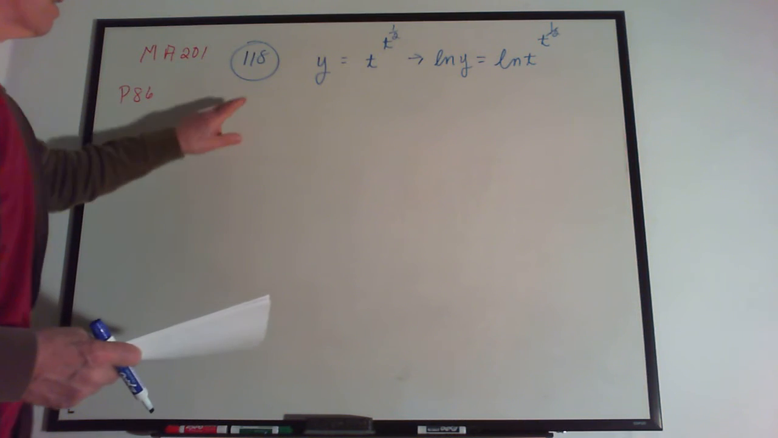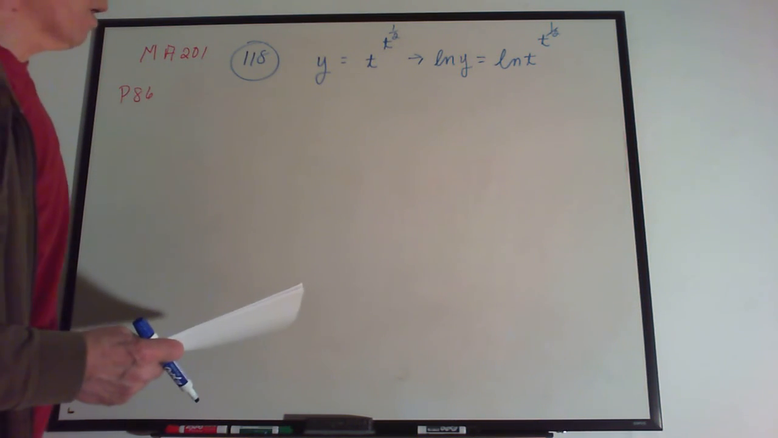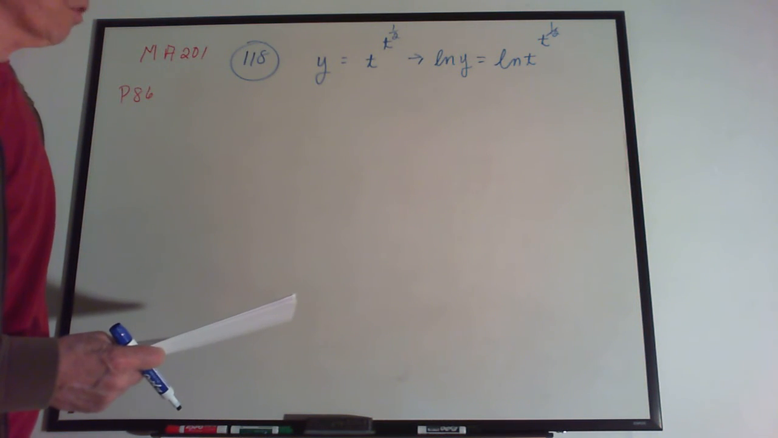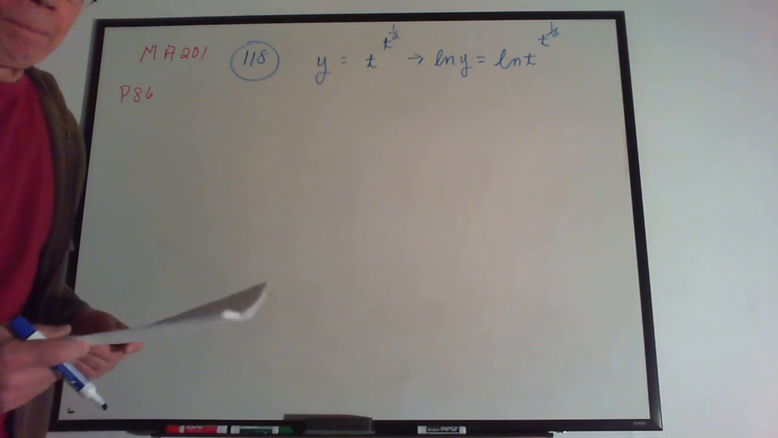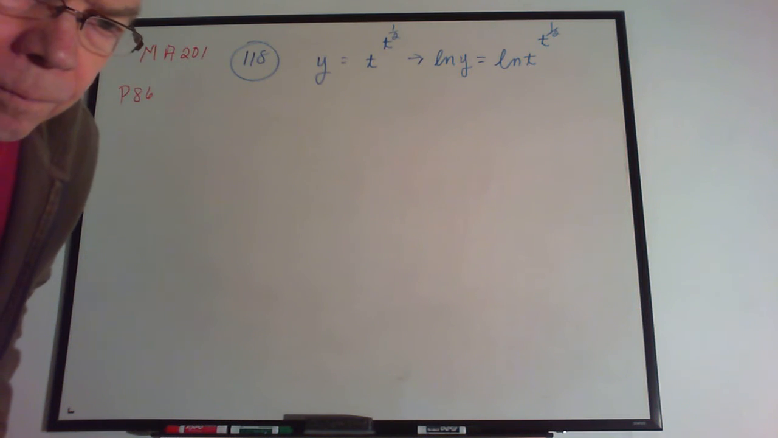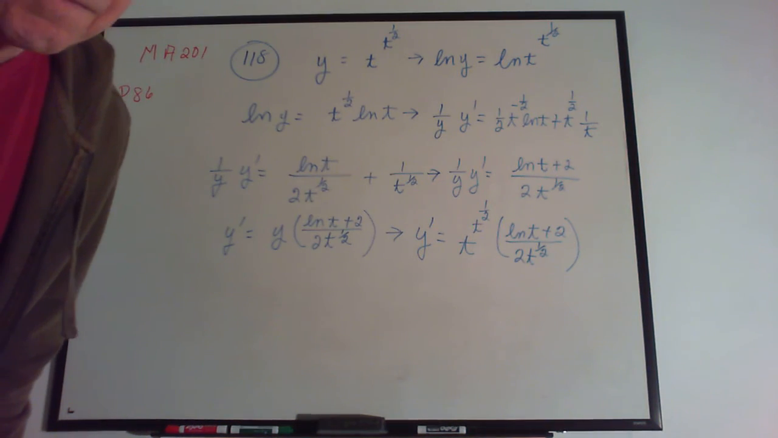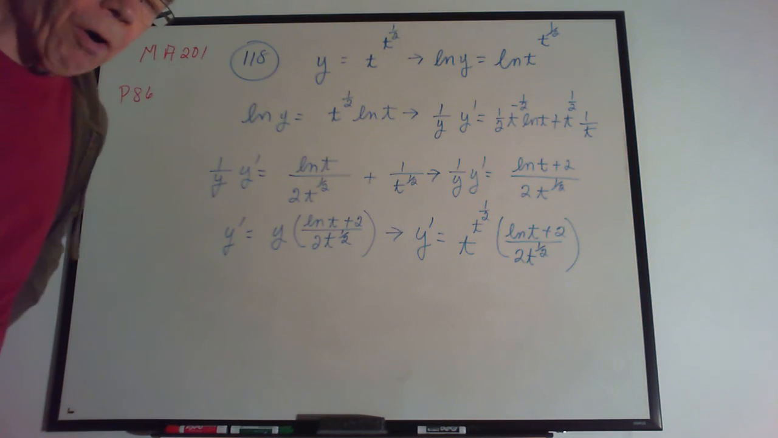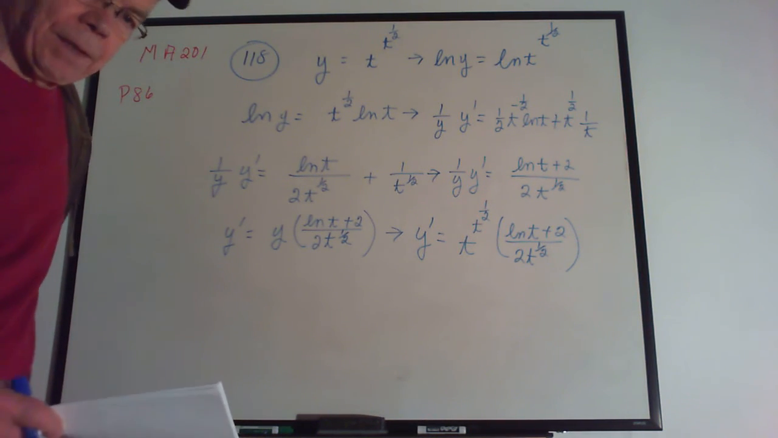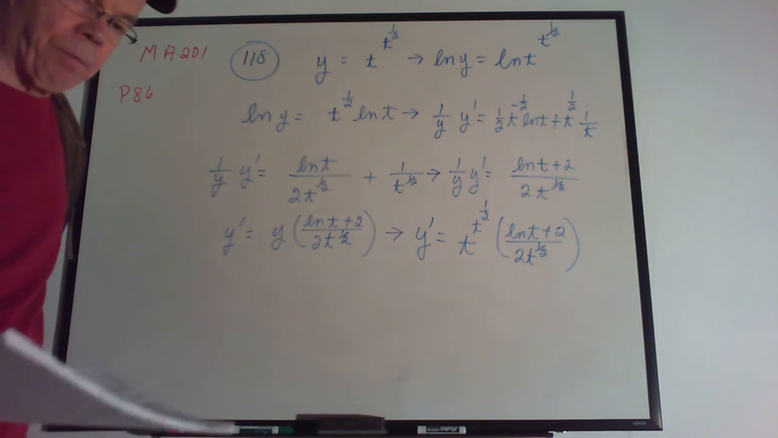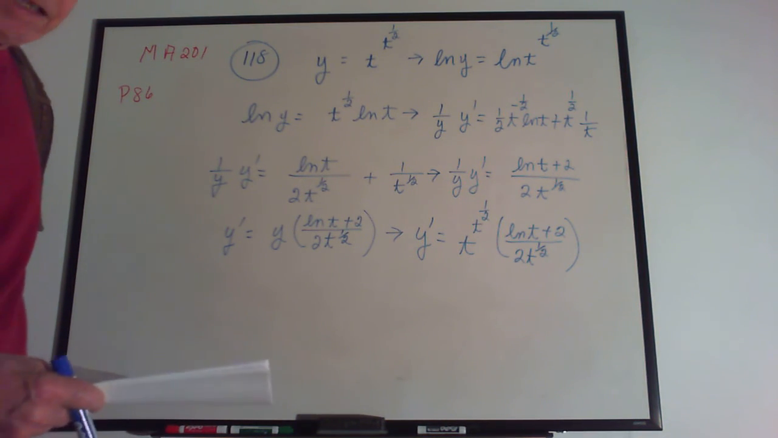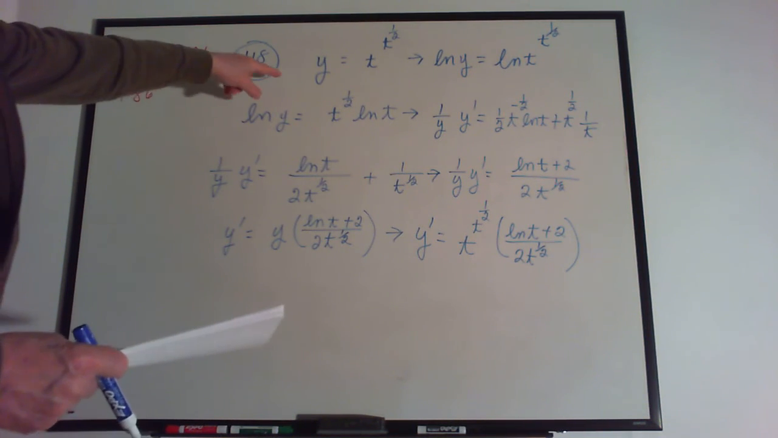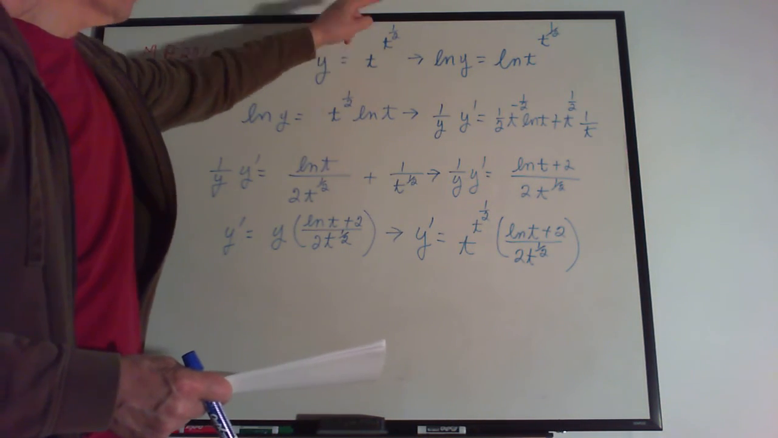All right, try 118. y equals t to the t to the 1/2. You want to take the natural log of both sides. Okay, I may have paused this video by mistake and didn't pause it when I was supposed to, so you may have a blank space on the video. Don't worry about it. All right, for 118, y is equal to t to the t to the 1/2.